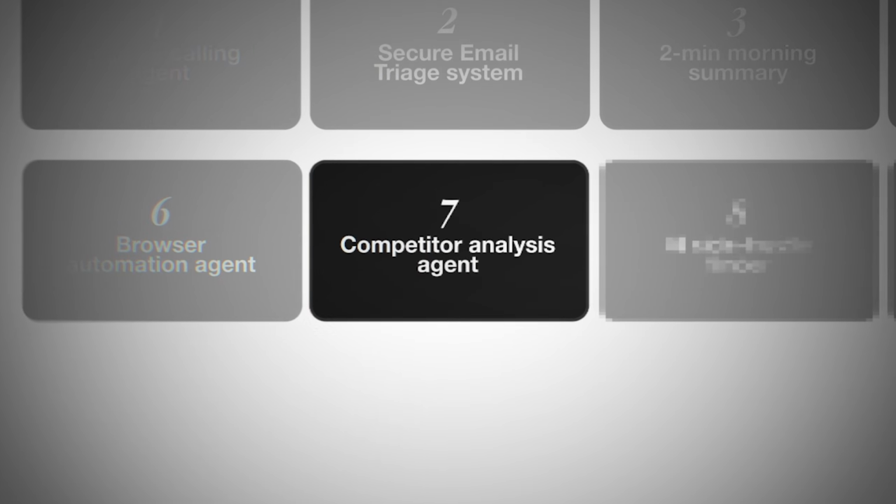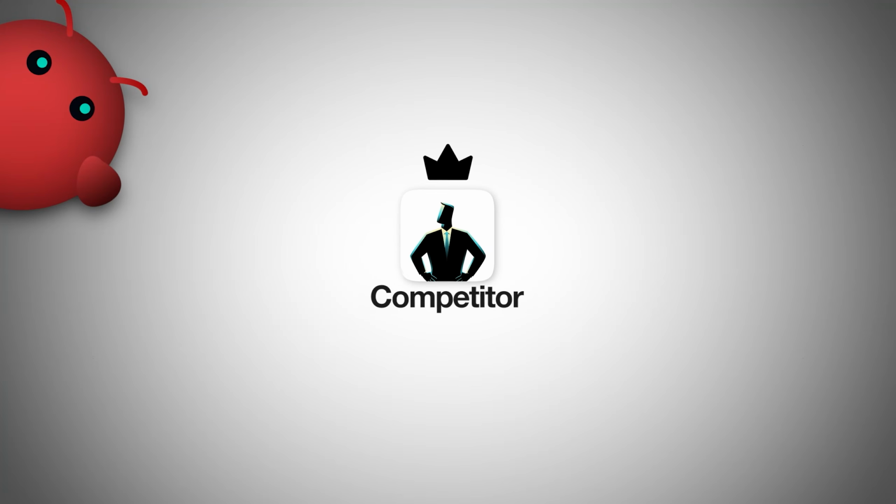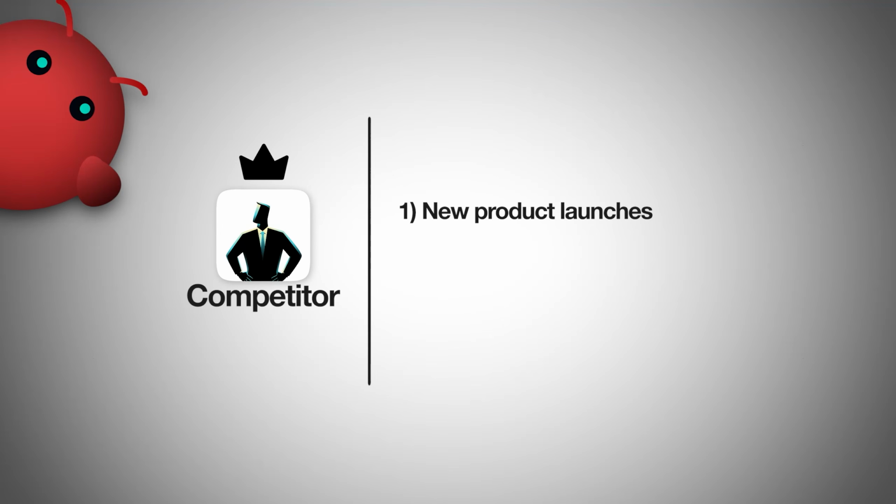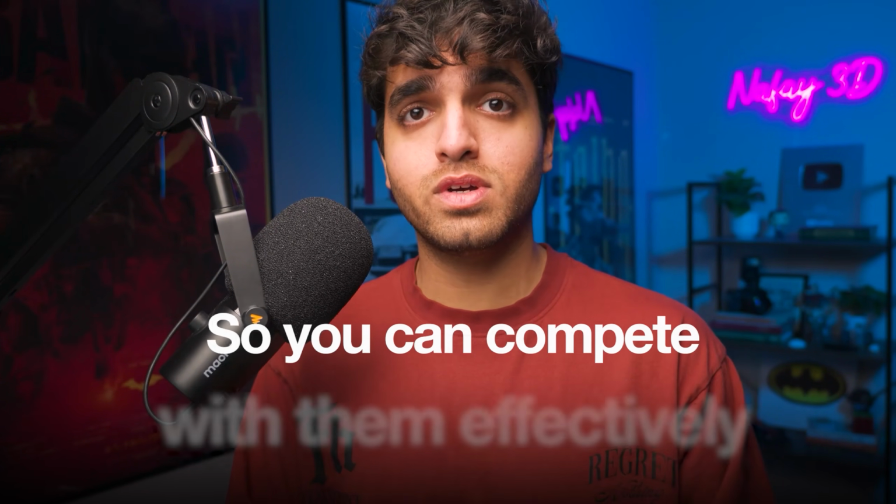All right, now this next system is going to be extremely helpful for you if you're trying to build an online business, and that is the competitor analysis agent. The idea is that OpenClaw keeps an eye on your competitor and checks for new product launches, pricing changes, maybe viral videos, and everything that you need to know about your competitor so you can compete with them effectively. And this is something that founders actually spend hours doing every single week, but now this agent can do all of that for you automatically.